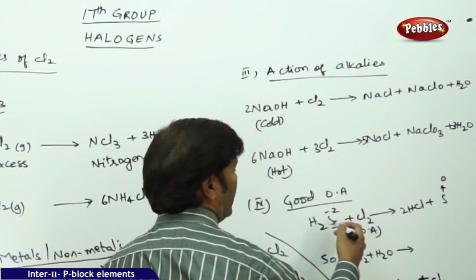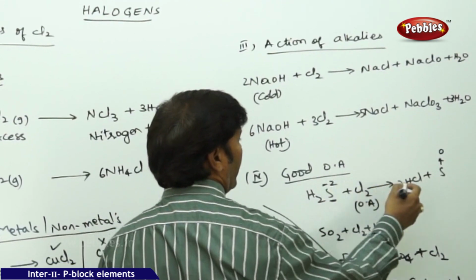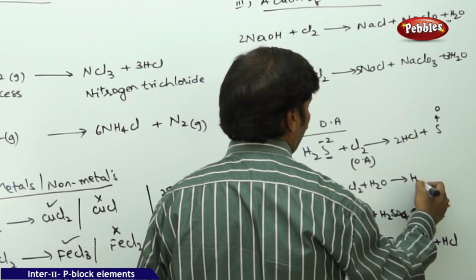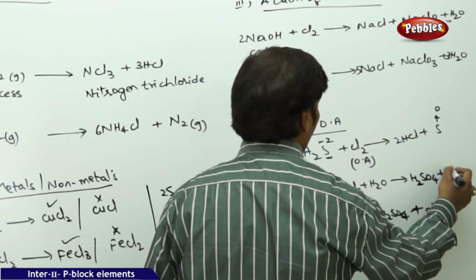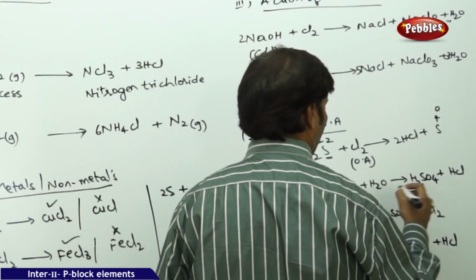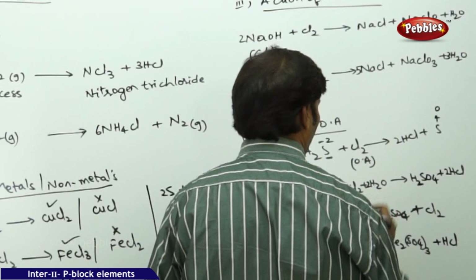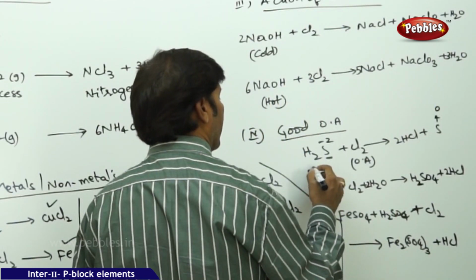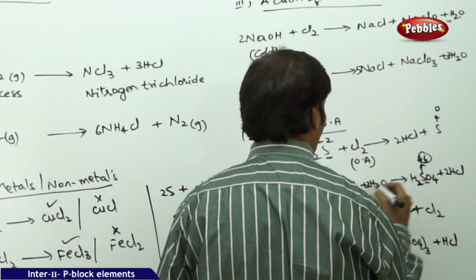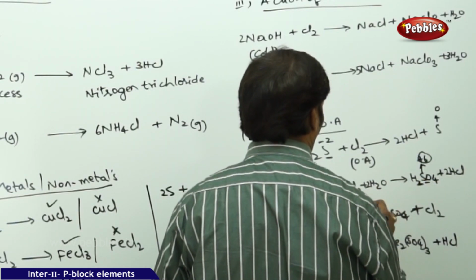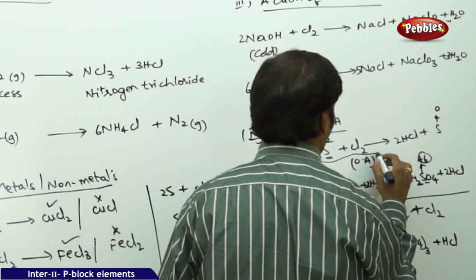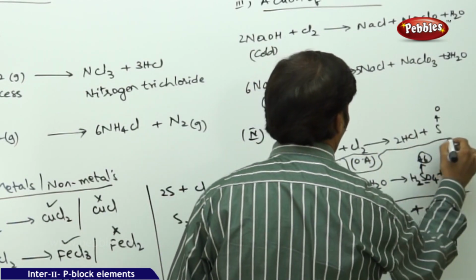So here chlorine acts as an oxidizing agent and converts the sulfide of hydrogen sulfide to sulfur. Sulfur dioxide gets converted to sulfuric acid plus HCl. We have 2 chlorines, so take 2 over here and 2 over here. The reaction is balanced. Here sulfur is in the +4 oxidation state, and here sulfur is in the +6 oxidation state, and the chlorine is acting as an oxidizing agent.